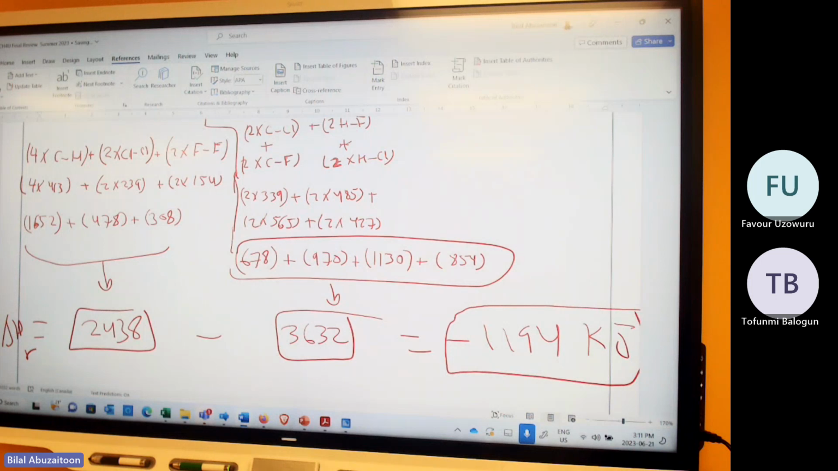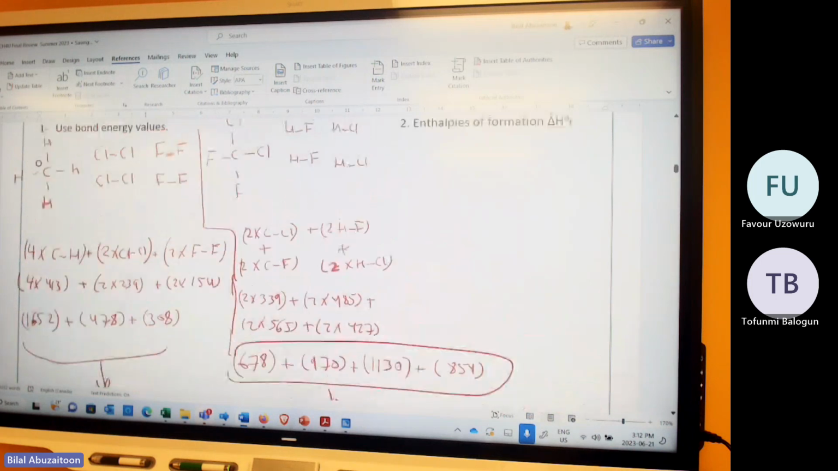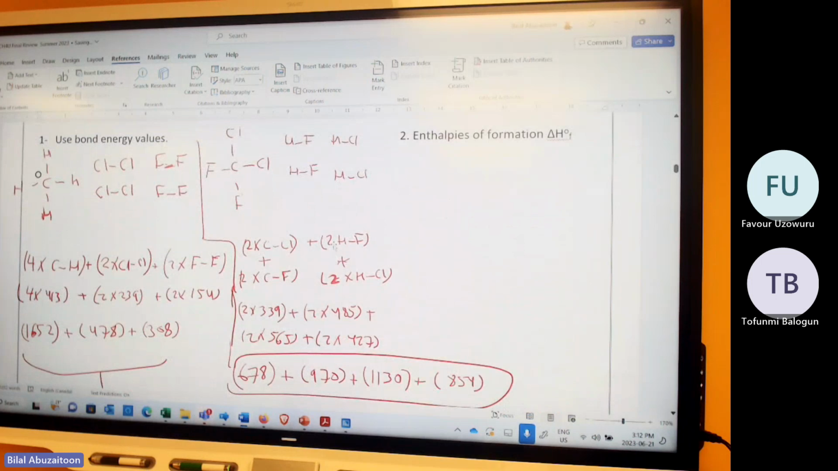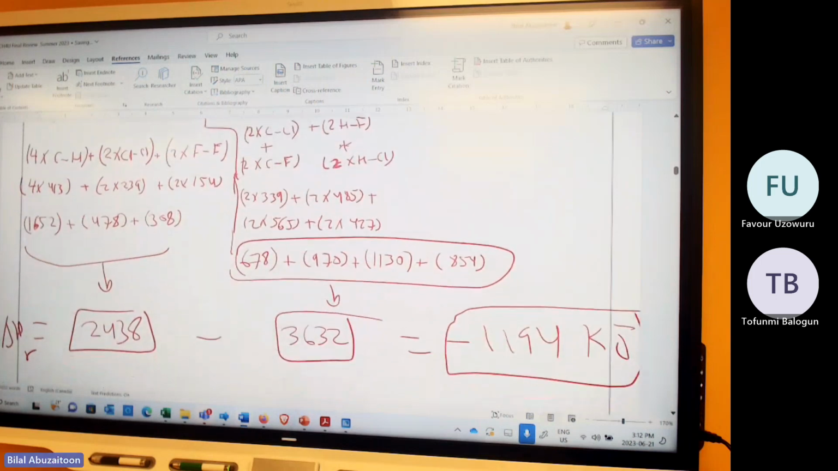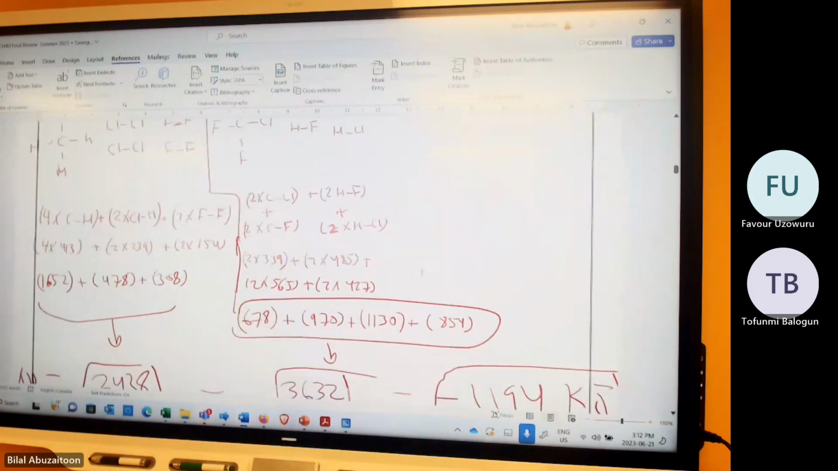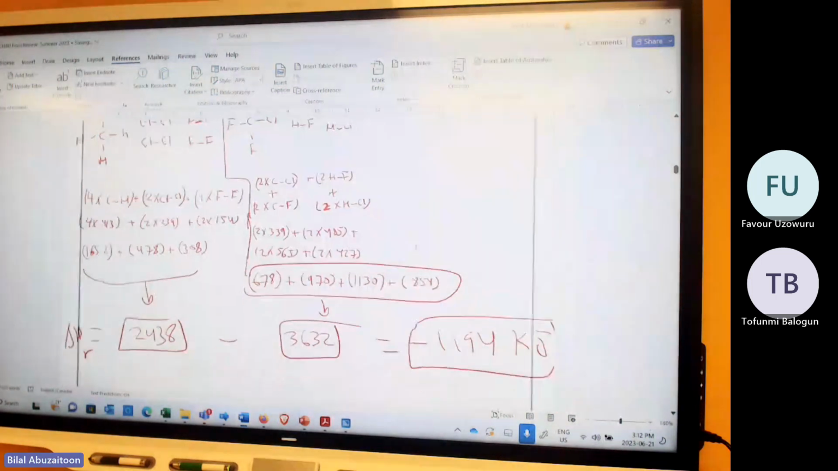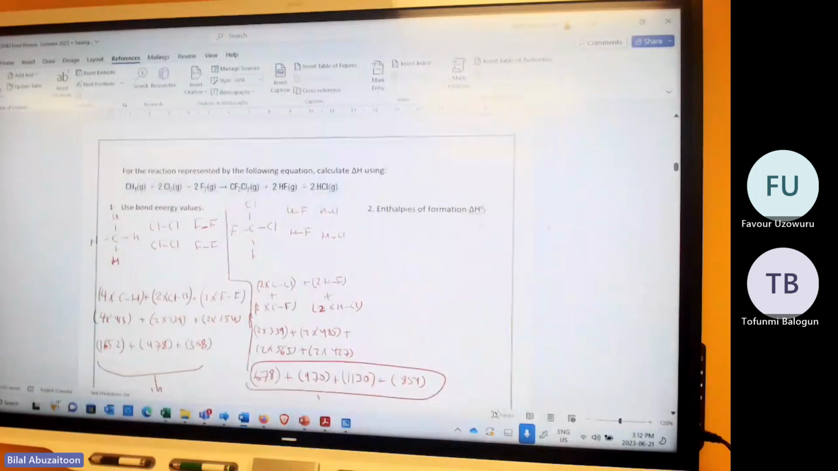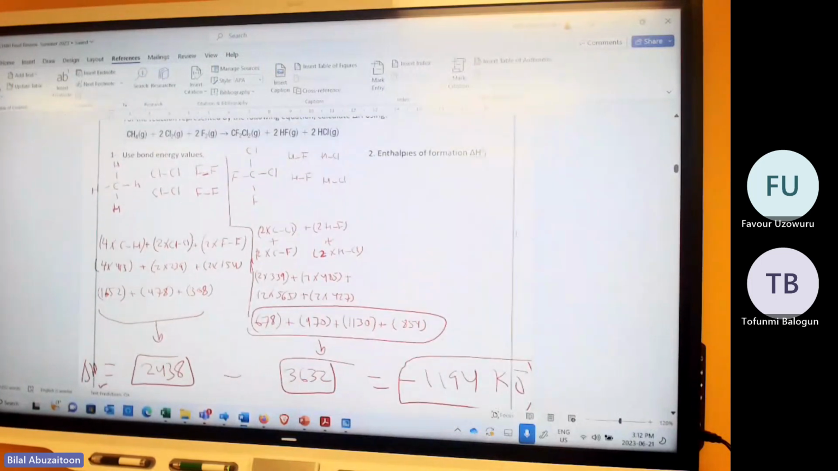The unit is kilojoules. All these values are from the table. If you read the top of the table, the unit is kilojoule per mole for each of them, so the overall will be kilojoules. This is using the bond energies, which needs more time and effort, to be honest, because you have to draw the Lewis structure and look after every single bond in the formula, while the delta H naught formation is much easier.